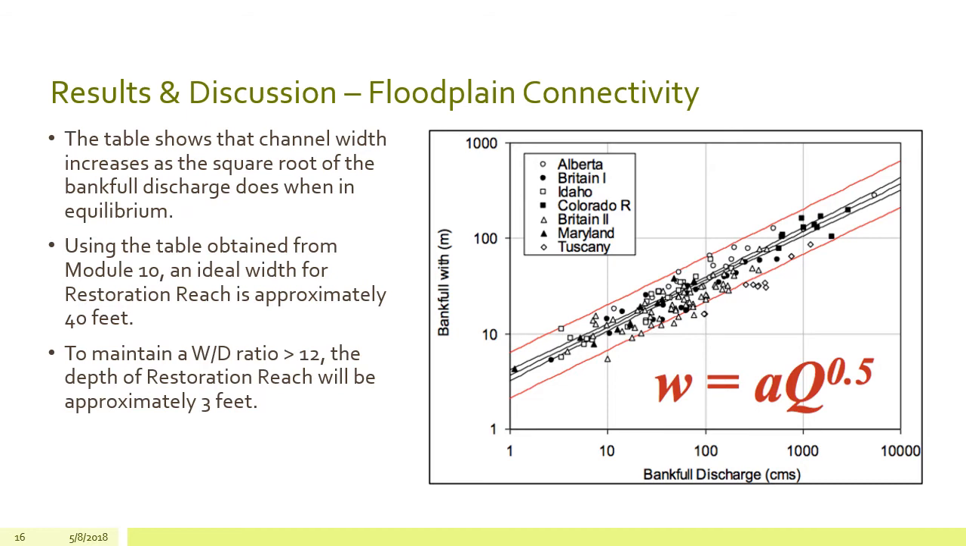This table from Module 10 shows that channel width increases as the square root of the bankfull discharge does when streams are in equilibrium. Using this table, an ideal width for Restoration Reach is approximately 40 feet, and to maintain a width to depth ratio greater than 12, the depth of Restoration Reach will be approximately 3 feet.